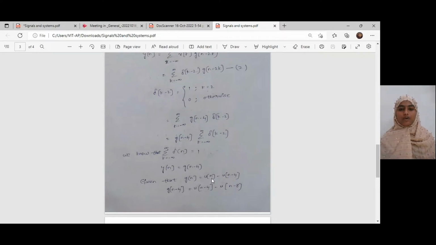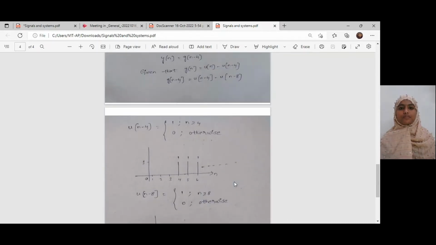We know that g of n equals u of n minus u of n minus 4. I'm replacing n with n minus 4. Therefore, g of n minus 4 equals u of n minus 4 minus u of n minus 8. So u of n minus 4 becomes 1 if n is greater than or equal to 4, otherwise it becomes 0. So the plotting will look like this for this unit step function.